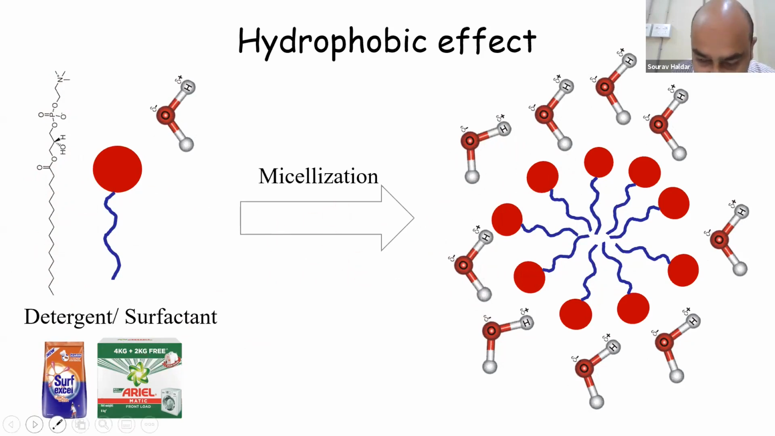And this is our common day-to-day experience. I am sure all of you have used detergent at some point or other, and the way that detergent is able to remove all the dirt from our clothes is by forming micelles which have a hydrophobic interior, and most of the dirt is actually hydrophobic in nature. So these micellar objects can be used to pull out the dirt from our clothes.